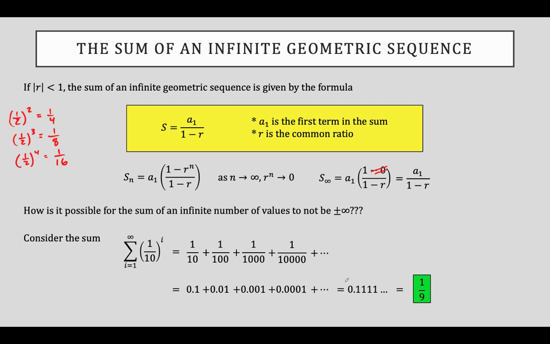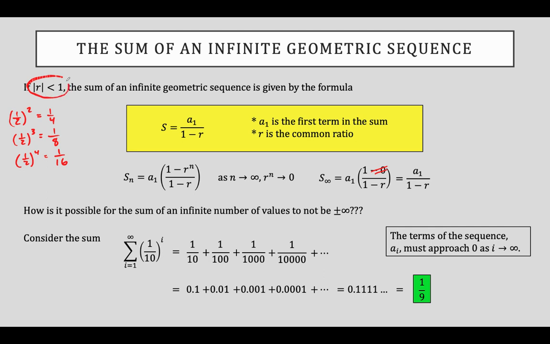So, when is it possible for a sum of infinite numbers to not be positive or negative infinity? The terms of the sequence, a subscript i, must approach 0 as i goes to infinity. Notice that as our value of i gets larger and larger and larger, the terms get closer and closer to 0. So this only works if our terms get closer and closer to 0. Our terms will get closer and closer to 0 if the absolute value of our common ratio is less than 1. Okay, so that's very important. This only applies when the absolute value of r is less than 1.